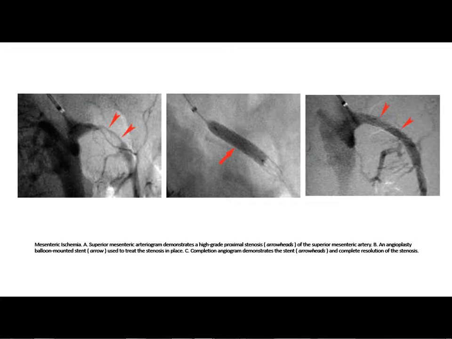This is an example of mesenteric ischemia. Superior mesenteric aortogram demonstrates high-grade proximal stenosis of the superior mesenteric artery. And this is the stenosis of the superior mesenteric artery. An angioplasty balloon mounted stent is used to treat the stenosis. Completion angiogram demonstrates the stent and complete resolution of the stenosis.